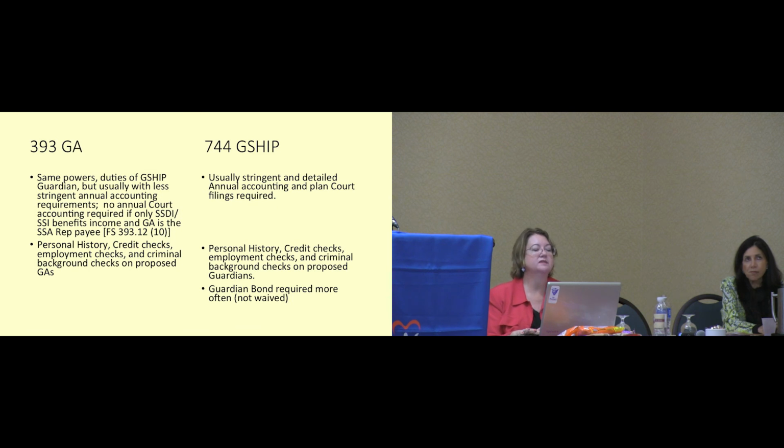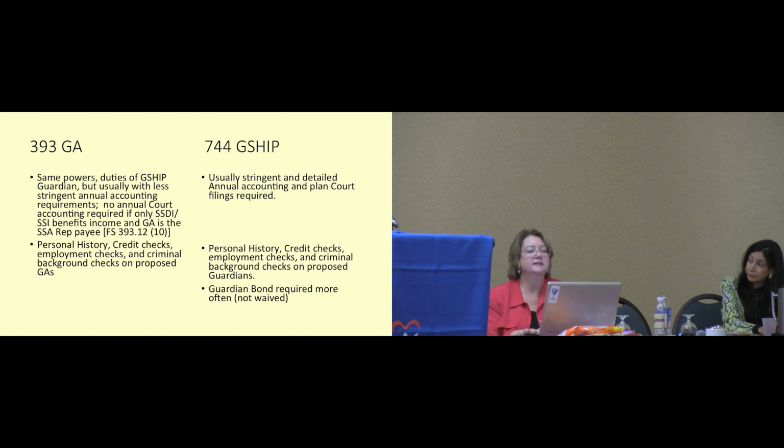I think what she was saying with the 393 guardian advocate, it's usually less stringent accounting procedures with that, a lot easier. And they're usually family members who bring the parents or other family members who bring the 393. On both of them, there is a personal history credit check. They want to make sure your guardian or guardian advocate is a person of good moral character.